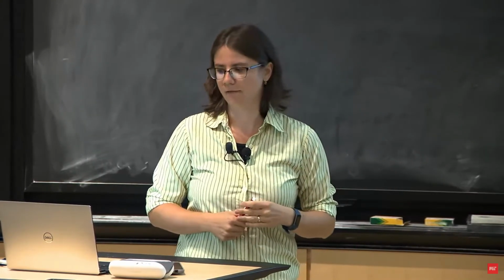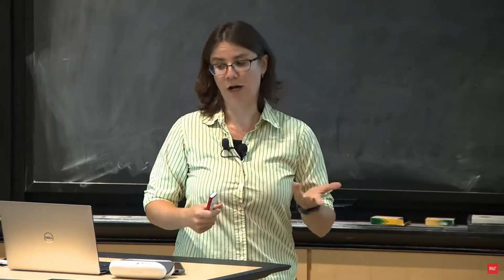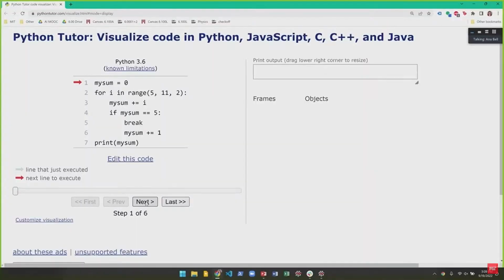5, 7, 9, and we stop, right? Because 11 is end, but we go up to but not including n minus 1. So 5, 7, 9 are the only 3 values we would potentially loop over. So hit next, we initialize MySum to 0. So in our minds, we think about the fact that we're going to loop through, make this loop variable be 5, 7, 9.